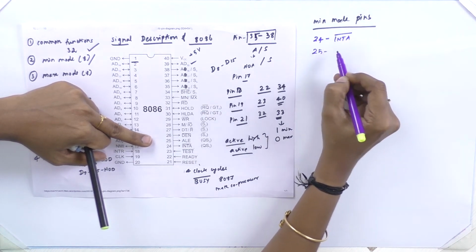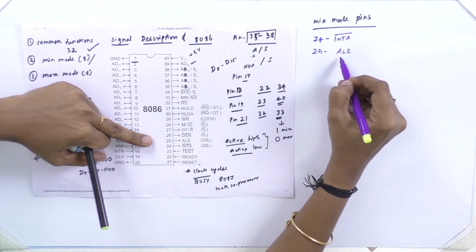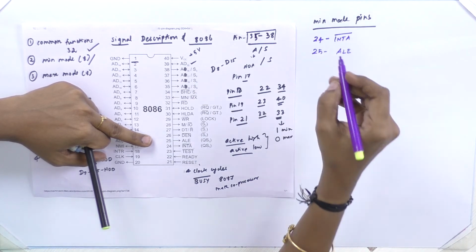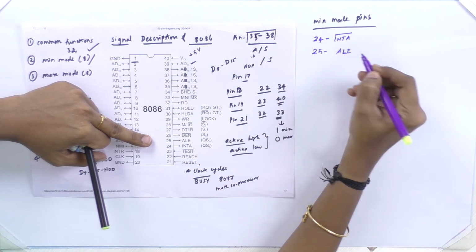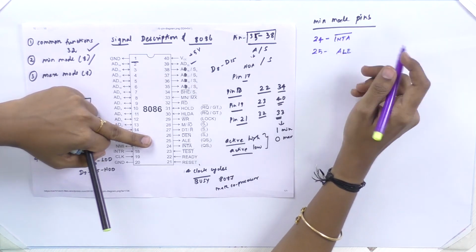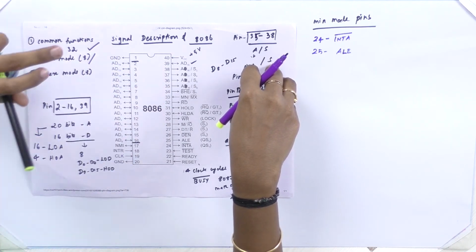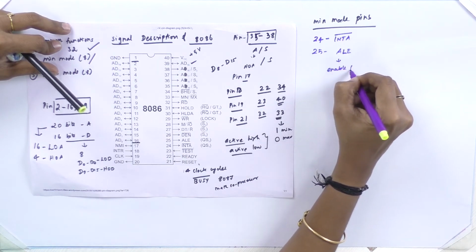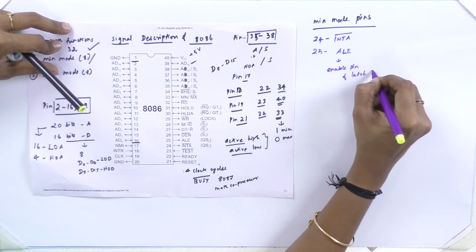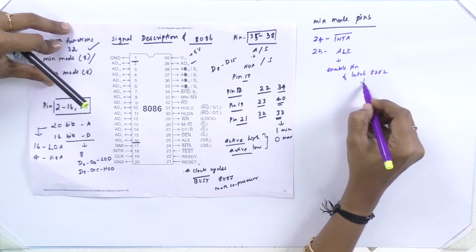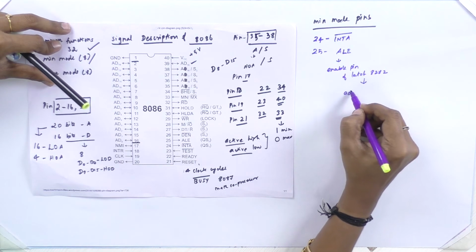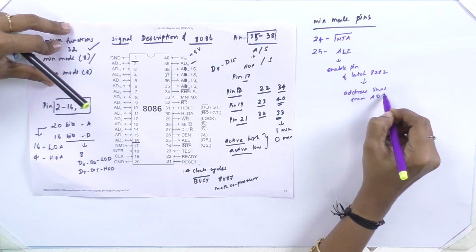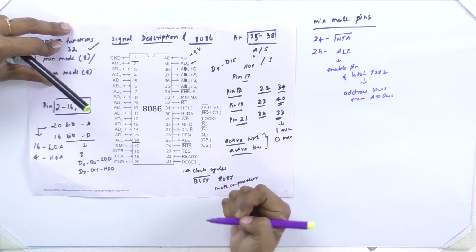Then the 25th pin is called the ALE pin, that is address latch enable. This address latch enable is used to indicate the transfer of a valid address over the multiplexed address and data pins. That is, this pin is connected to the enable pin of the latch 8282, and this latch is used to separate address lines from the multiplexed address and data lines. So that is the function of the pin ALE.